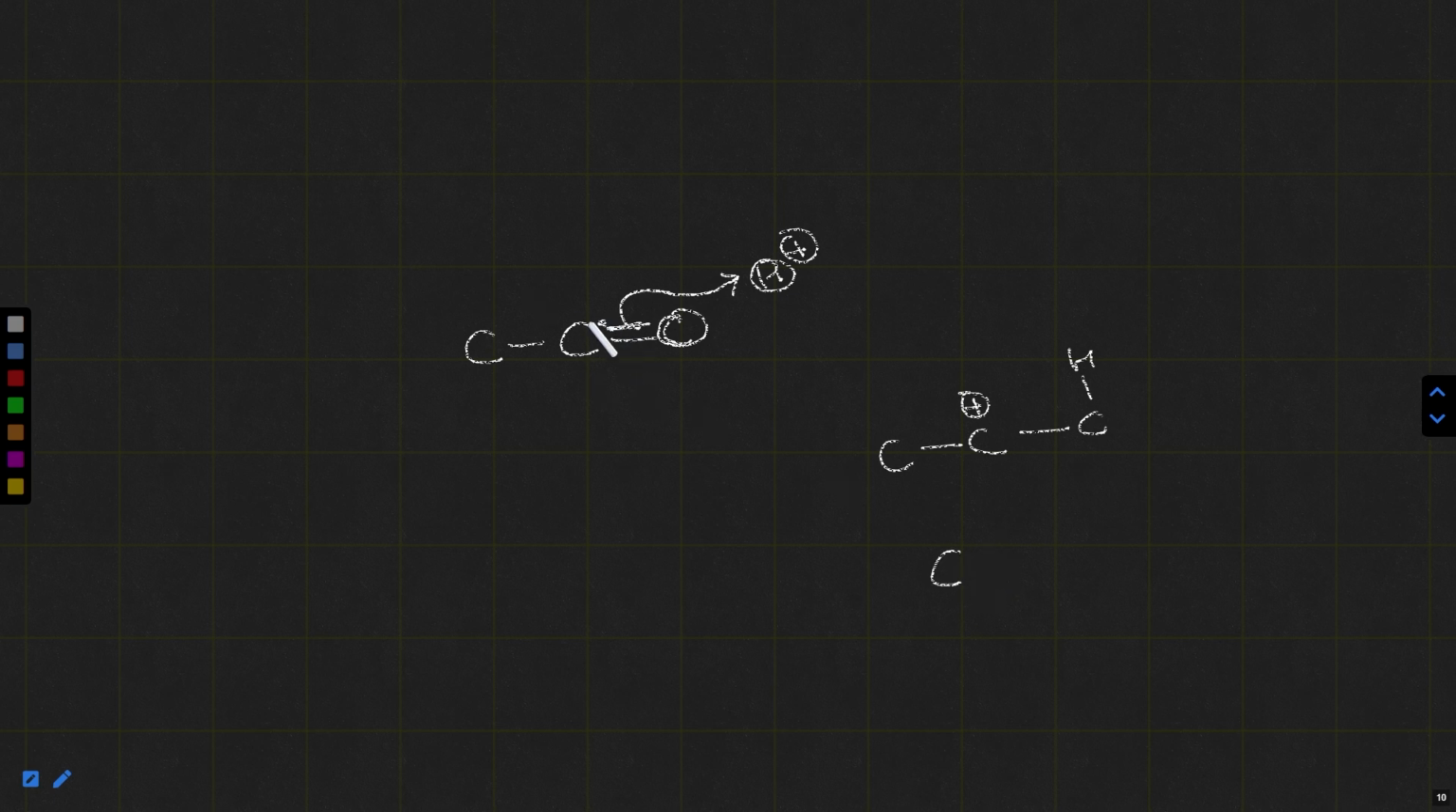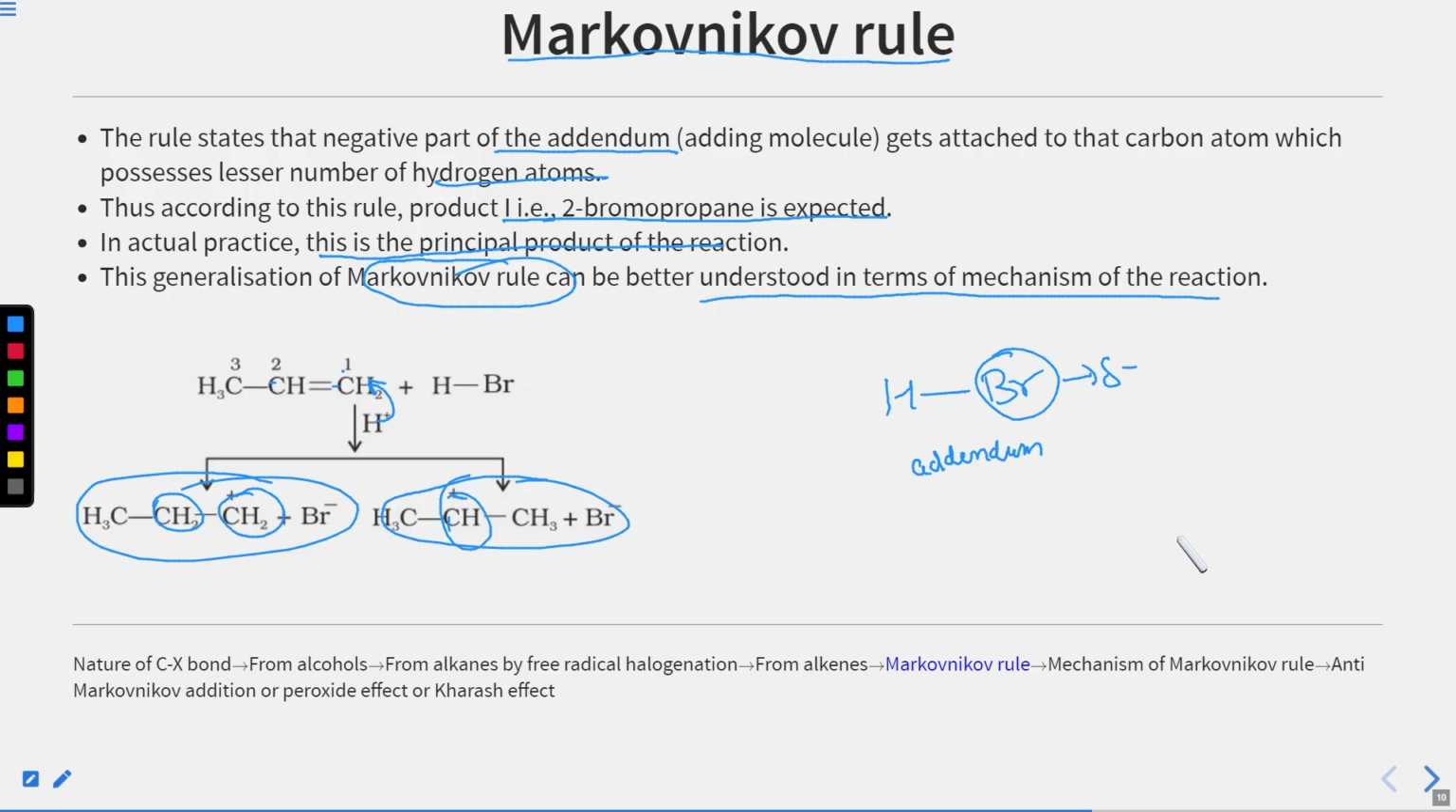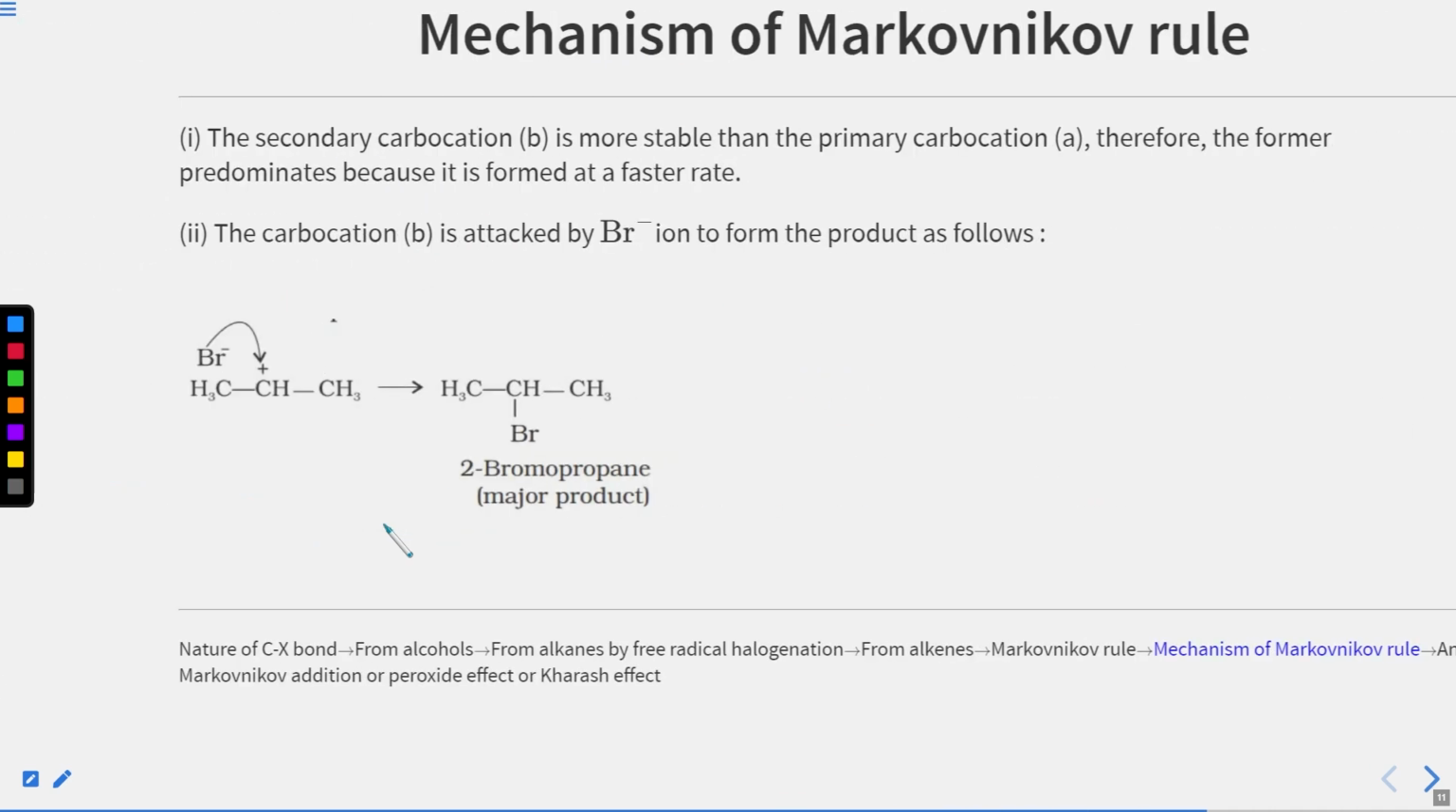Similarly, if these pi electrons are shared between the middle carbon and the hydrogen, then we are left with a positive charge on this carbon. Now two of the intermediates are possible. Now we have to decide which one is stable out of these two.